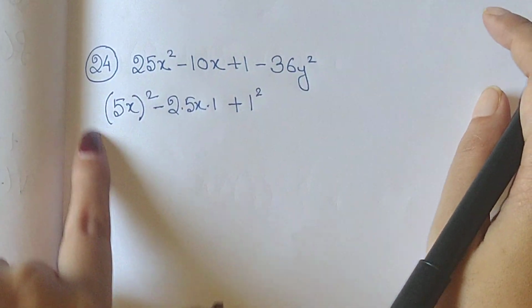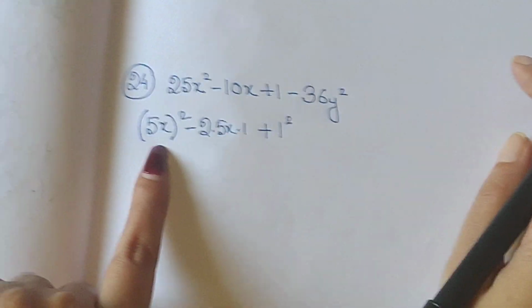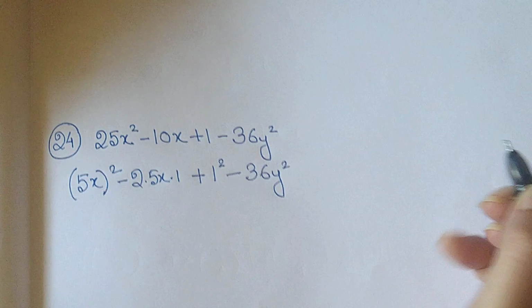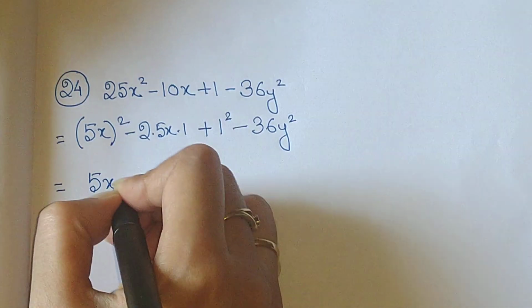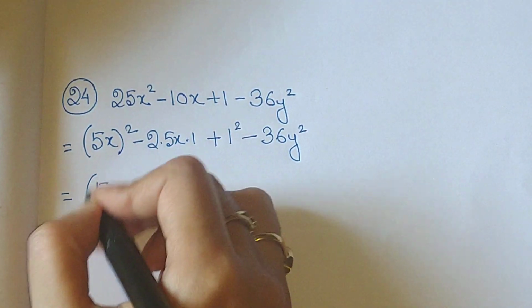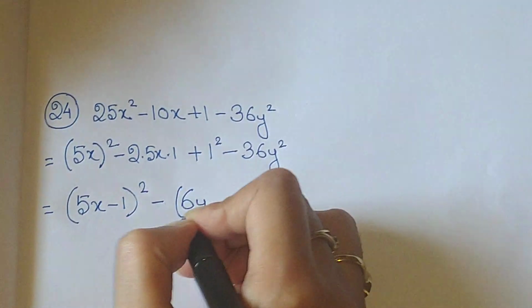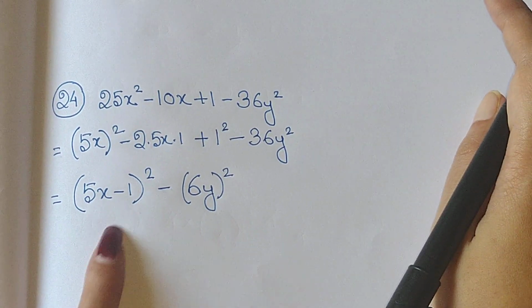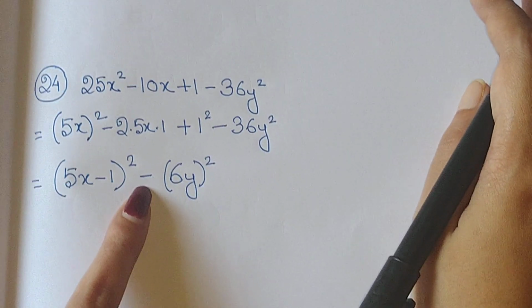So now it has come to the format of an algebraic identity, that is 5x minus 1 whole square, and minus 36y square will remain as it is. So this gives you 5x minus 1, because the minus sign is here, whole square minus 6y whole square. Now you can see that it has come to the difference of two squares. Squares you can see, and difference means this minus sign.